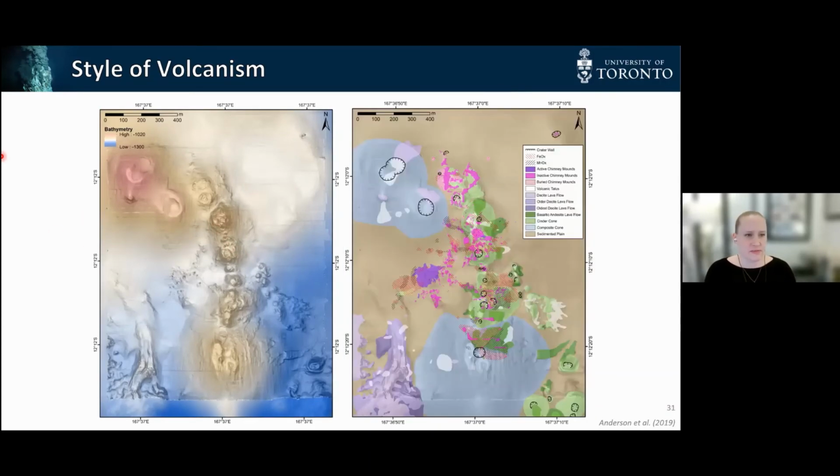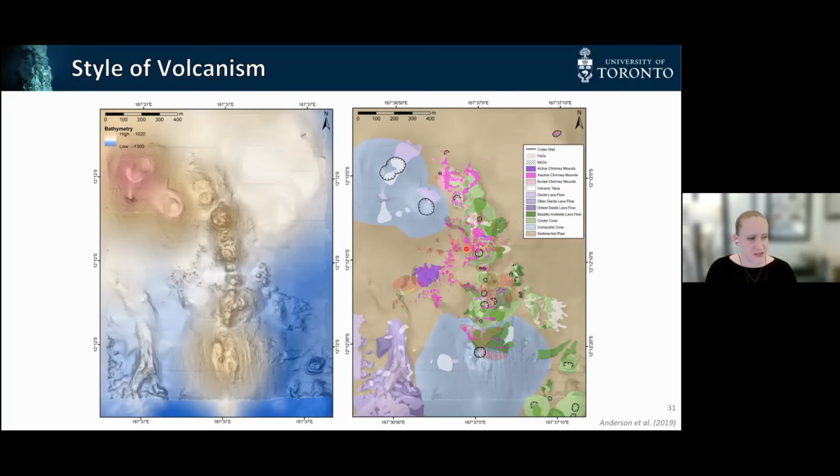So this is again from ROV dives, a huge amount of ROV dives and a lot of sampling. So our composite cones have either dacite flows or bimodal dacite and basaltic andesite, and our cinder cones are all basaltic andesite. And then all of the bright pink and purple, those are different chimneys and mounds that are active or inactive, and there's over 900 individual chimneys in this area that coalesce into these mounds. So the footprint of just the chimneys and mounds is almost 77,000 square meters.